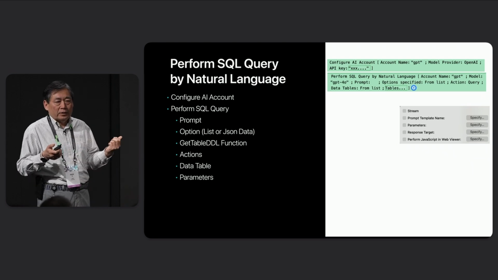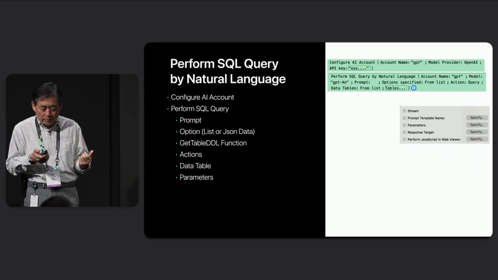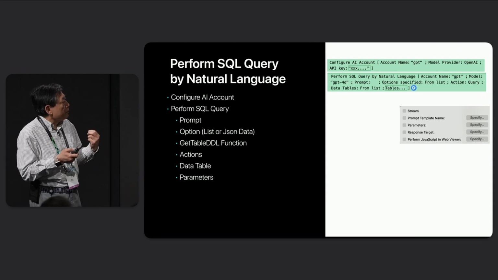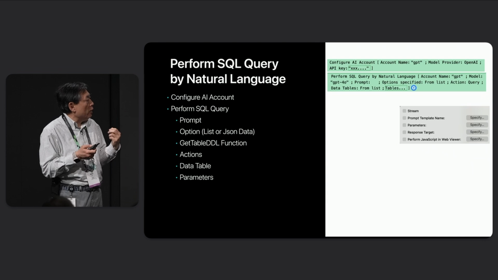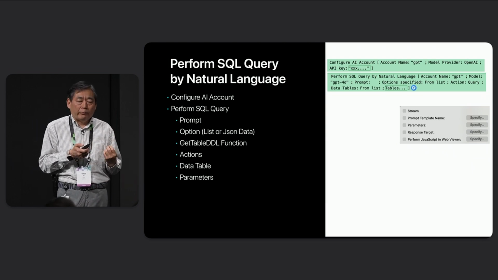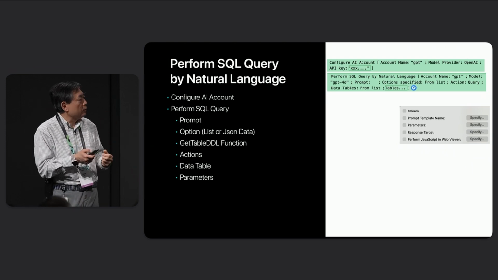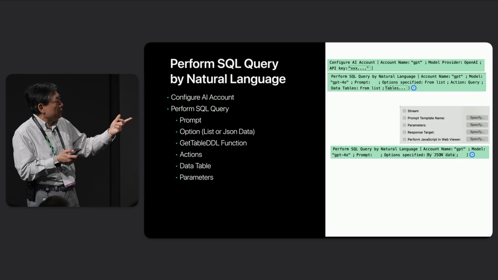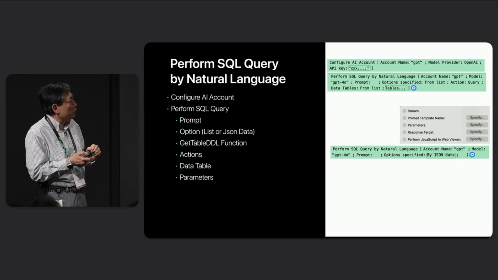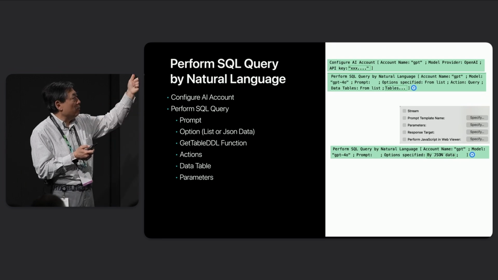Response target is where you store the response. You can store it in a field or in a variable. And the perform JavaScript in web browser option is primarily if you need to integrate with WebDirect or with an add-on with some JavaScript code. And if you choose the option by JSON data, then you just hook the JSON data in, and you can see most of the options displayed.